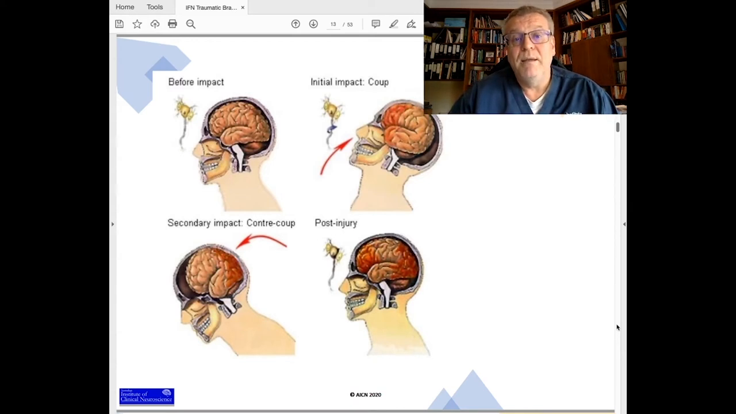Now, what we're finding is that impacts with a torsion, which makes your head turn and go back, are much worse because now there are injuries also to the sides of the brain. So we have injuries to the front, back, and sides of the brain. So torsional injuries are much worse than direct, head-on injuries.